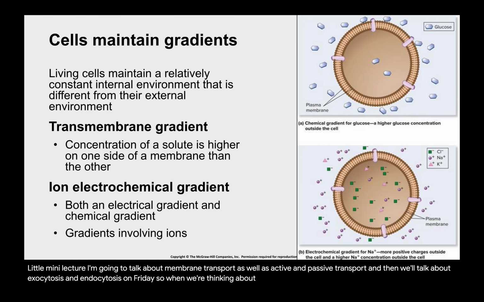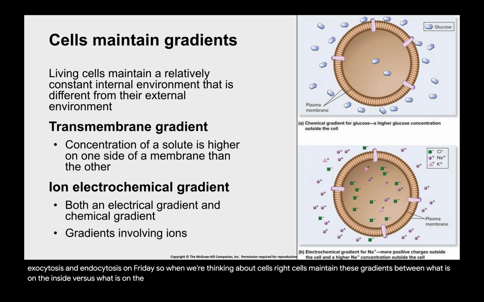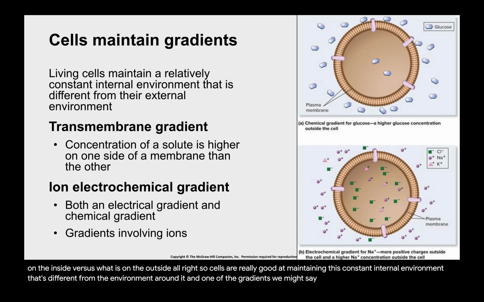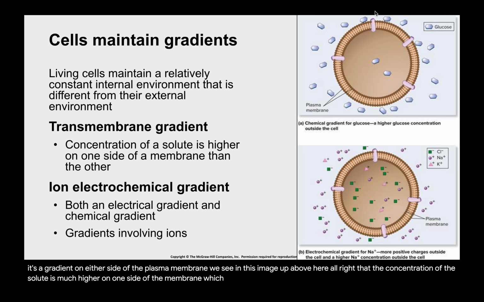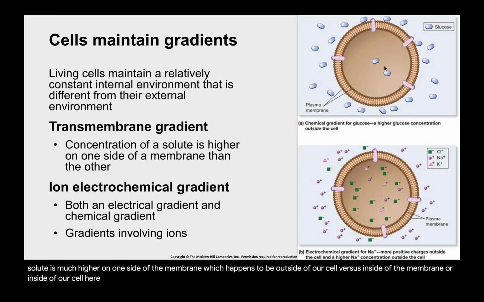So when we're thinking about cells, right, cells maintain these gradients between what is on the inside versus what is on the outside. Cells are really good at maintaining this constant internal environment that's different from the environment around it. And one of the gradients we might say exists is a transmembrane gradient. So it's a gradient on either side of the plasma membrane. We see in this image up above here that the concentration of the solute is much higher on one side of the membrane, which happens to be outside of our cell, versus inside of our cell here. Now this could be reversed.